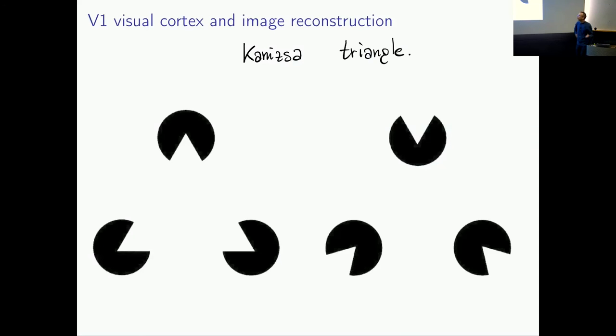Last example, okay, a bit more complicated. This is the V1 visual cortex and image reconstruction. Well, let's start with this example. So here you see two pictures, okay? One on the left and one on the right. This one on the left is the Kanizsa triangle. And if you look at it carefully, what you should see is that the triangle is the one that is inside here, covering these three disks. But in fact, if you look carefully, there is no triangle there. And the right-hand side picture should help you to understand that.